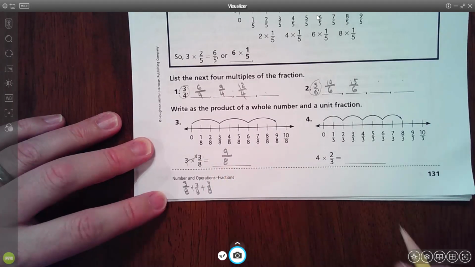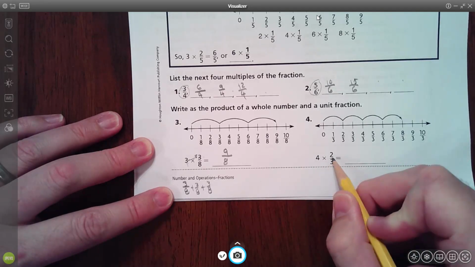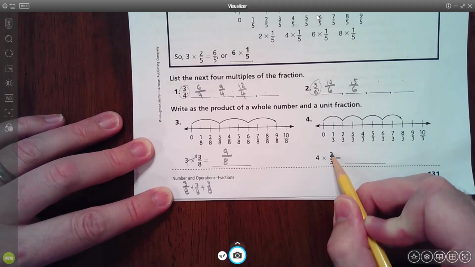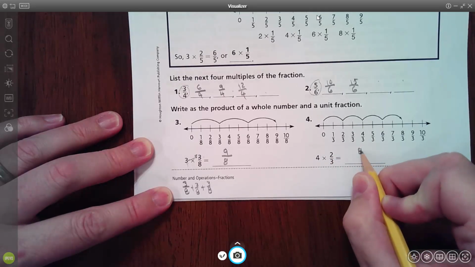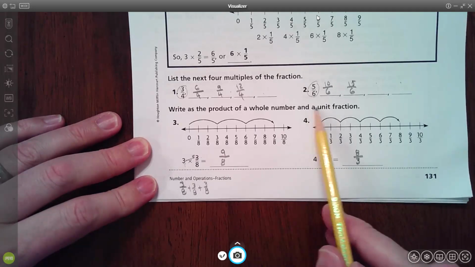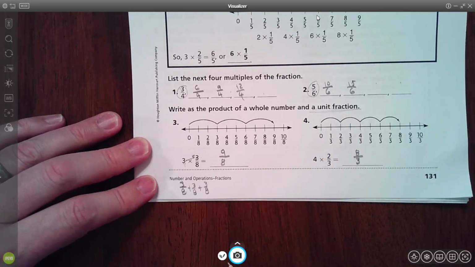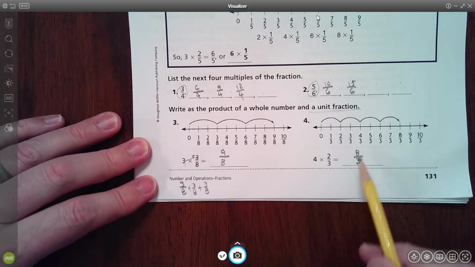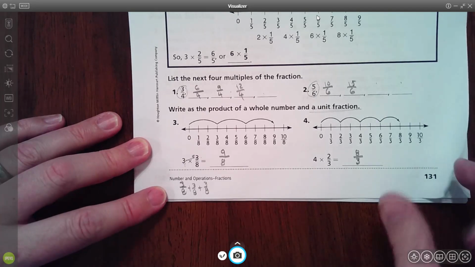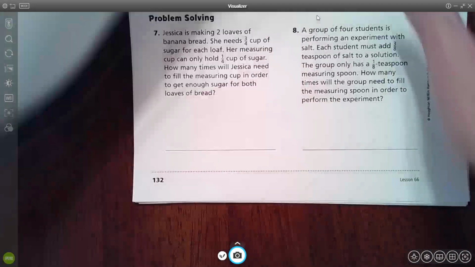Too easy. 4 times 2/3, it'll be 4 times 2 is 8/3. And it doesn't say anything about converting them back into mixed numbers or anything like that. So we're just going to leave it with the fraction bigger on top. We're just going to leave it as an improper fraction for now. My guess is in a week or two they'll have us swapping them back and forth. Okay, flip it.